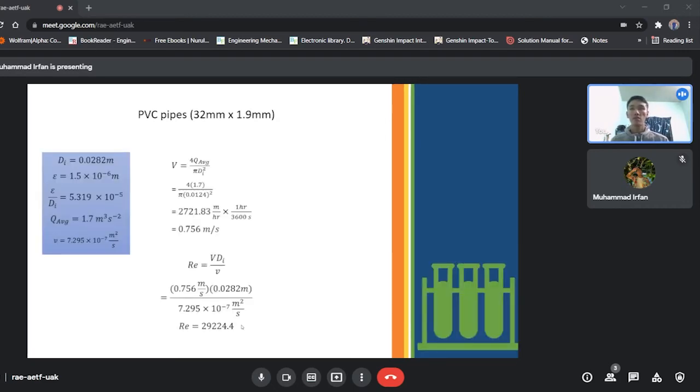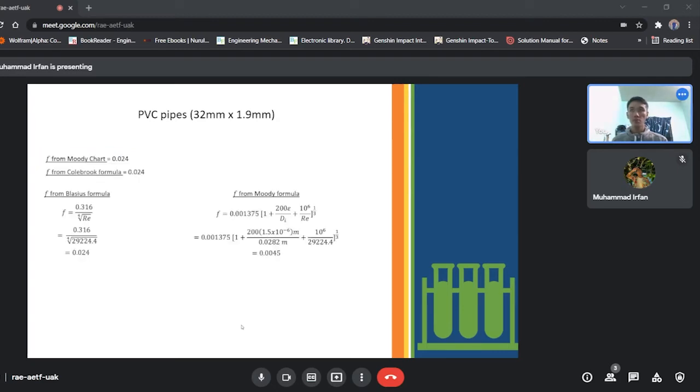Next is the calculation for PVC pipes 32 mm times 1.9 mm. The value of velocity is 0.756 and the value of Reynolds number is 29224.4. After that, we can get the value of F from the Moody chart, which is 0.027, and the value from the Colebrook formula and Blasius formula is also the same as the value of the Moody chart. The value of F from the Moody formula is a bit different, which is 0.0045.